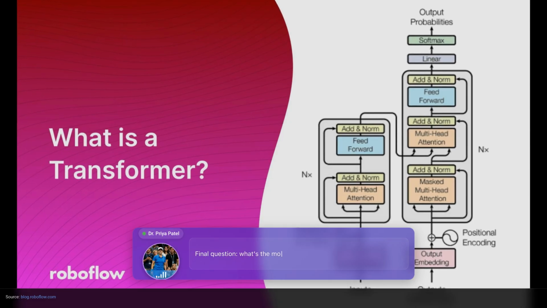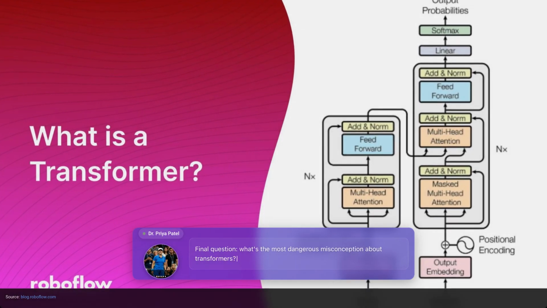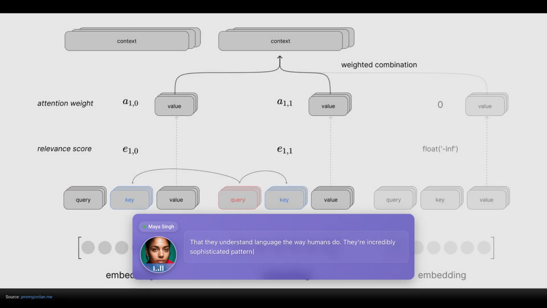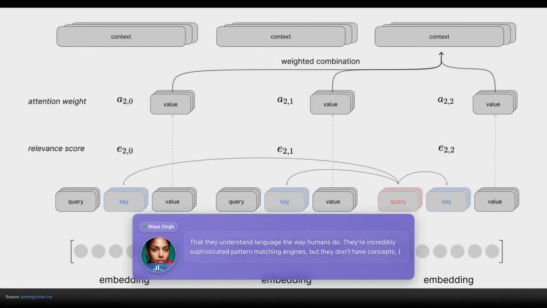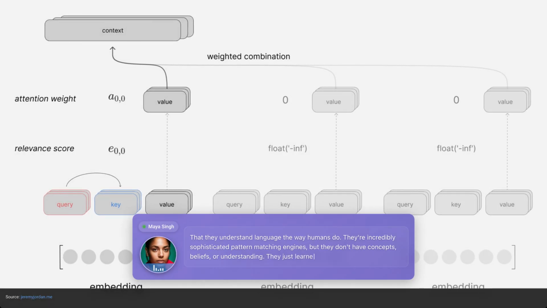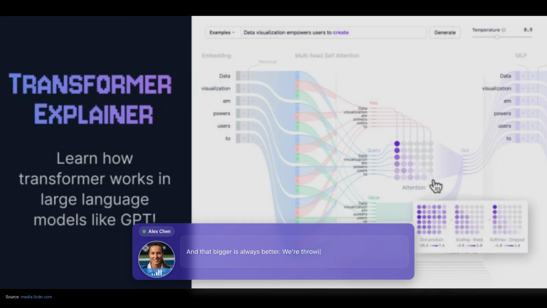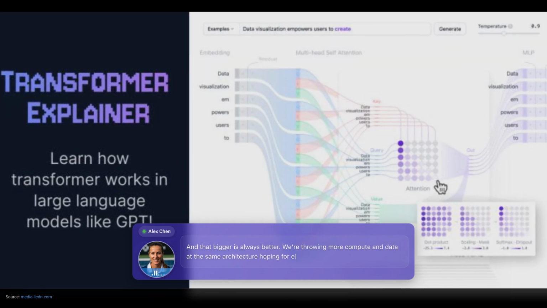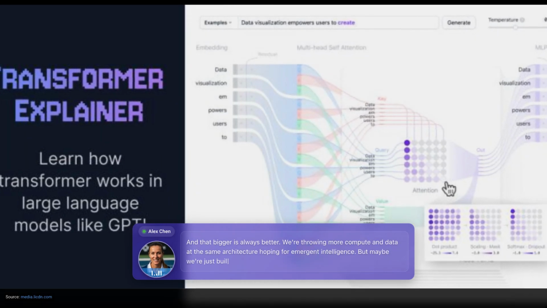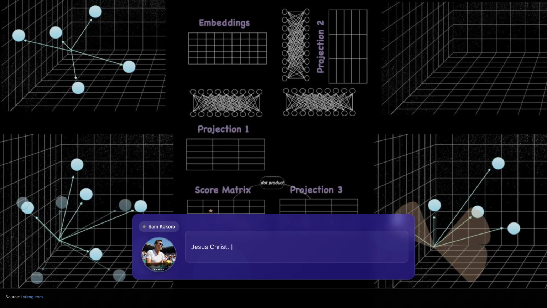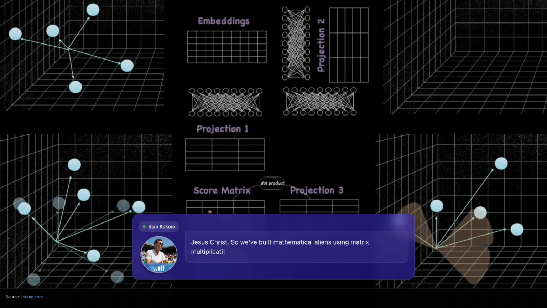Final question: what's the most dangerous misconception about transformers? That they understand language the way humans do. They're incredibly sophisticated pattern-matching engines, but they don't have concepts, beliefs, or understanding. They just learn to predict text really, really well. And that bigger is always better. We're throwing more compute and data at the same architecture hoping for emergent intelligence, but maybe we're just building very expensive autocomplete engines.